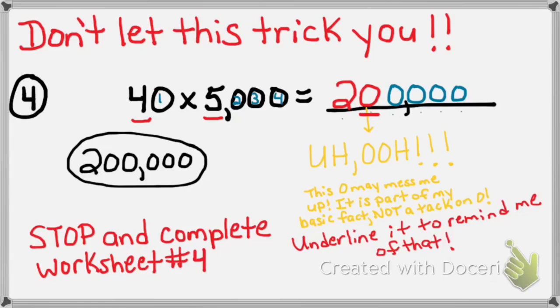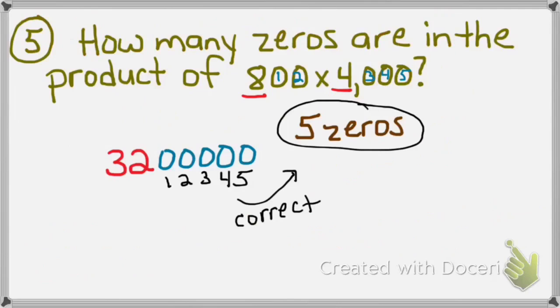Example number 4, sometimes we have a trick, and sometimes your basic fact ends in a 0. And when this happens, you have to say, uh-oh, there's an ending 0, and underline it so you don't get confused with the zeros that you'll be tacking on. That does not count as part of the tack-on zeros. Then you count your tack-ons, in this case there are 4, and tack them on after that underlined 0.